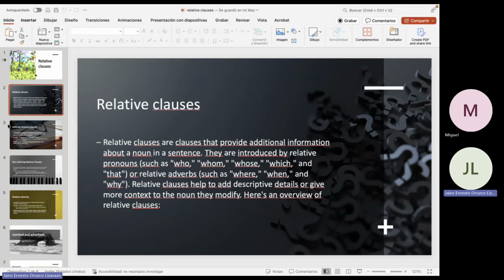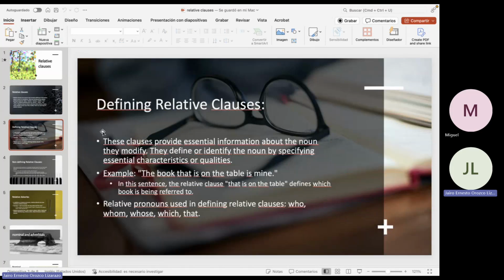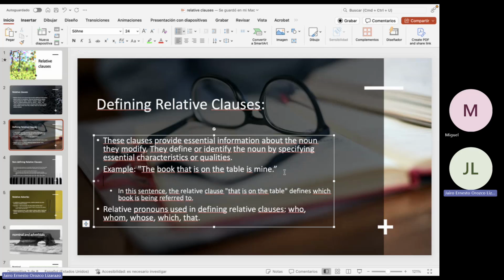Here is an overview of relative clauses. There are two kinds of extra information that we can put in a sentence: important information or non-important information. Important information is called defining relative clauses, right? These clauses provide essential information about the noun they modify. They define or identify the noun by specifying essential characteristics or qualities. So for example, the book that is on the table is mine. We have two sentences in this case. We have the book is mine, and we have is on the table, right?